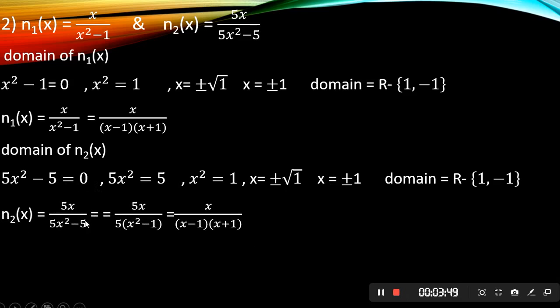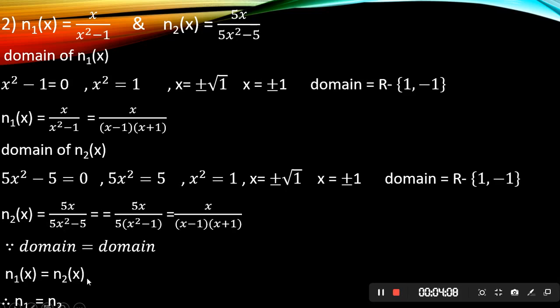Simplify n2 of x. 5x over 5 out, x power 2 minus 1. So the function will be x over x minus 1 times x plus 1. So the domain equals the domain, and n1 of x equals n2 of x. So n1 equals n2.